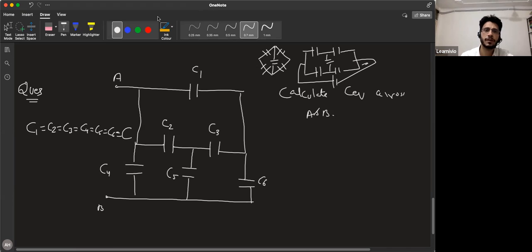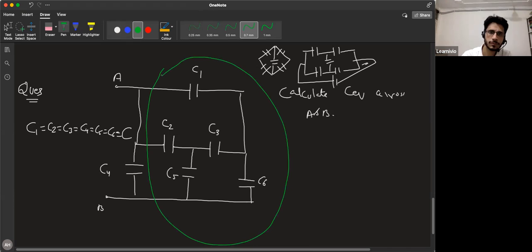See, if you look at this system, this is making a Wheatstone bridge. This C1, C6 are basically like C1 and C2. These two, this is like your capacitor number 1 of the Wheatstone bridge. This is like your capacitor number 2. This is like number 3. This is like 4, and this is like 5 of the Wheatstone bridge. So these 5 are making a Wheatstone bridge. And this bridge is balanced.